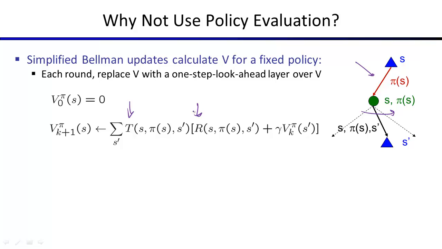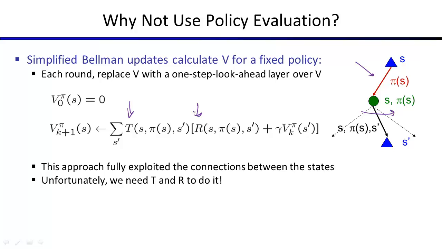In fact, the key idea is that we're going to implement this update, which takes approximate values and replaces them with better values based on a one-step look ahead, but we're going to somehow do it without having to compute the average over everything that might have happened.